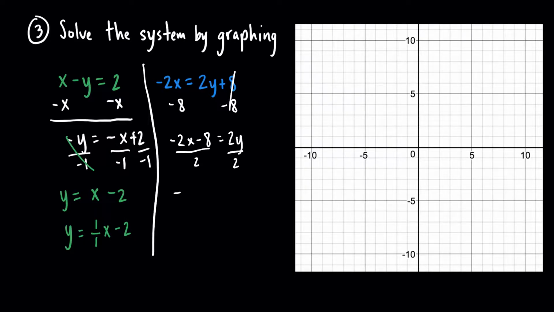So this is going to be negative x minus 4 on the left, and then the 2's will cancel, so you'll just be left with y on the right. I'm going to switch this around, so y is equal to negative x minus 4. I just like to have the y on the left. Again, we don't really have a slope with that x there. It just says negative, so we can consider that negative 1 over 1x minus 4. And let's actually put that in blue.